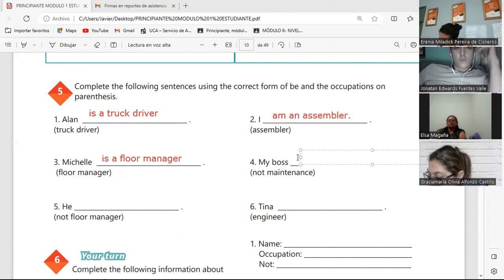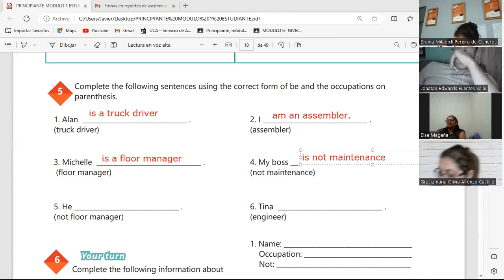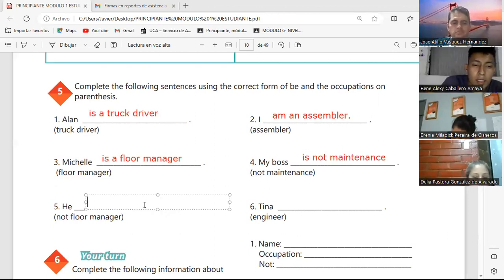Number four. Evelyn, please, number four. My boss is negative, right? My boss is not maintenance. Is not maintenance. Okay. Number five, please. William. He is not a floor manager. We can make contraction, right, William? He isn't, right? He isn't a floor manager.